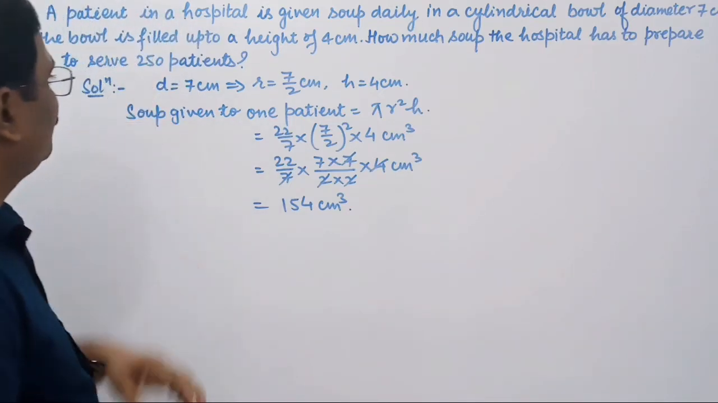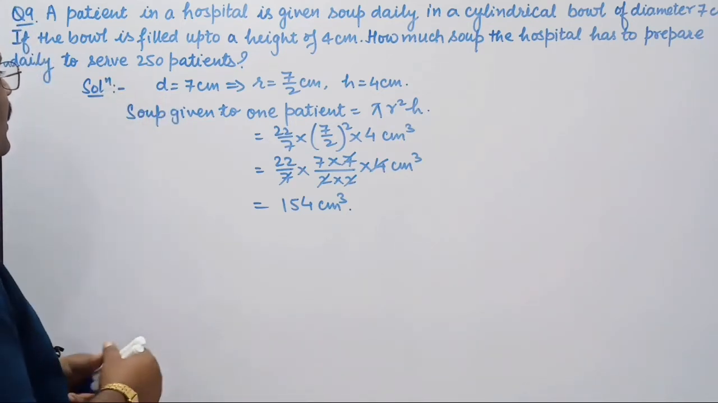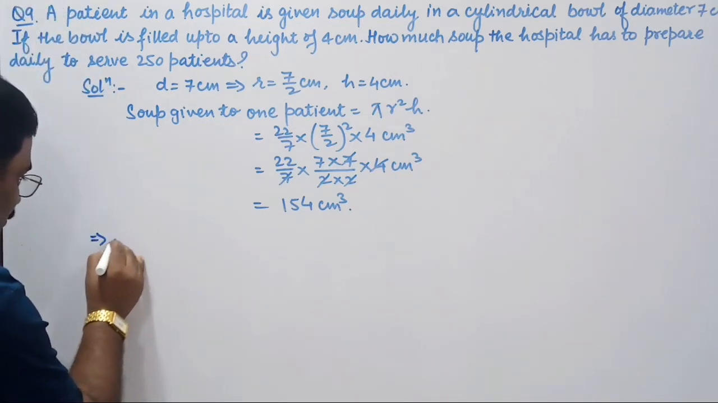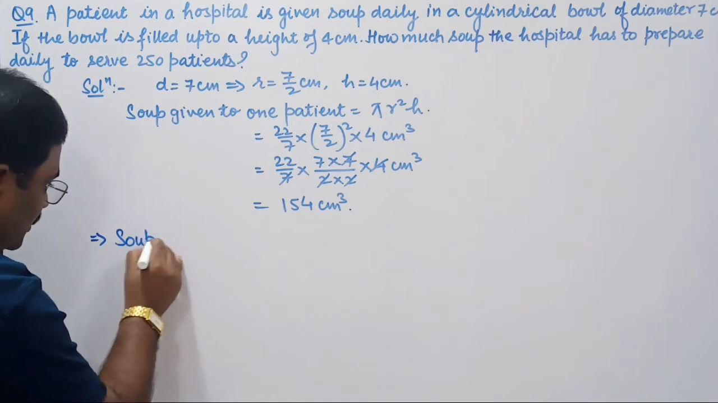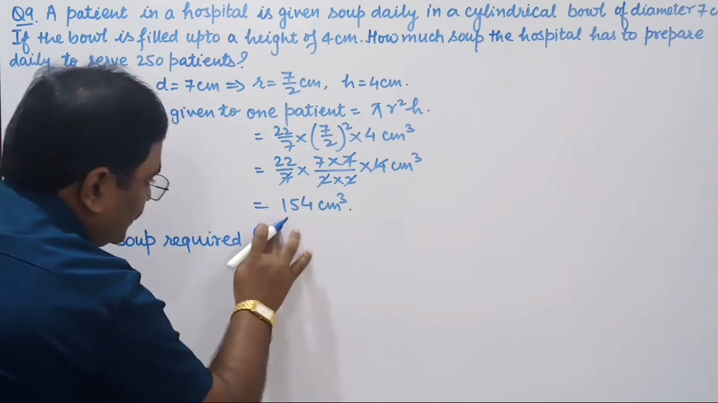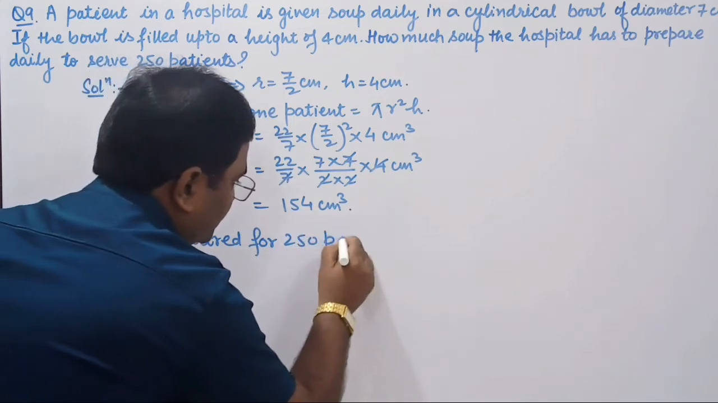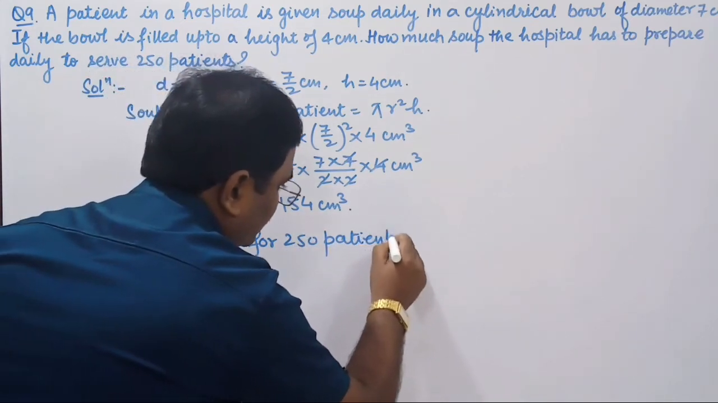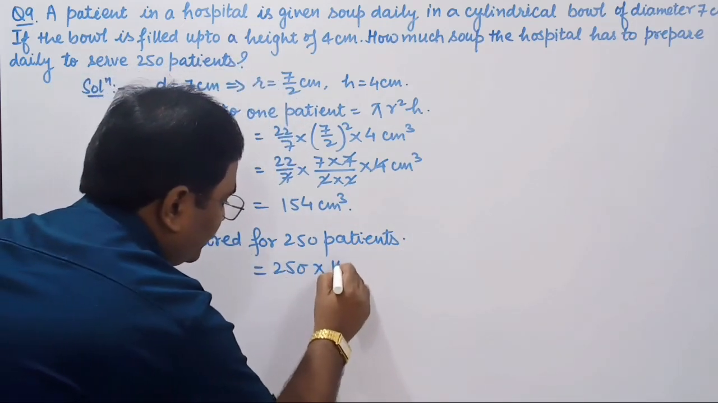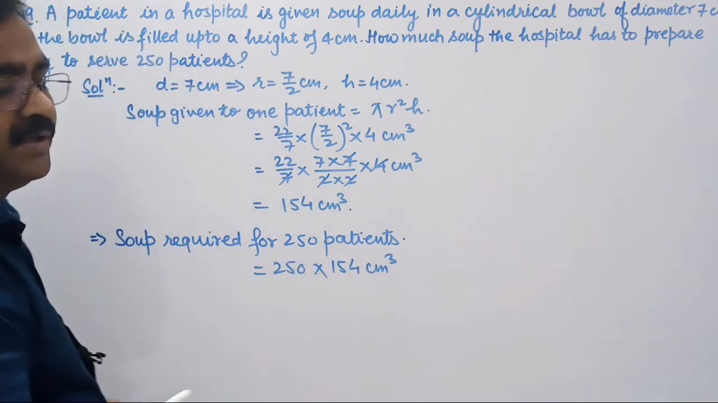As there are 250 patients, the amount of soup provided by the hospital for 250 patients, therefore, the soup required for 250 patients is equal to 250 multiplied by 154 cubic centimeter, right?